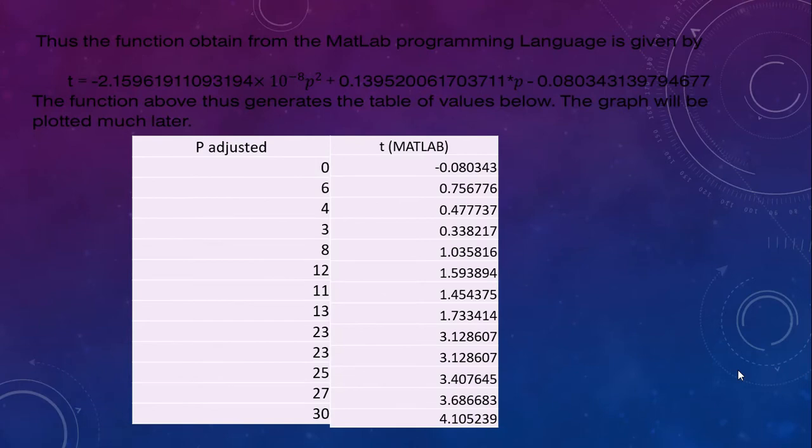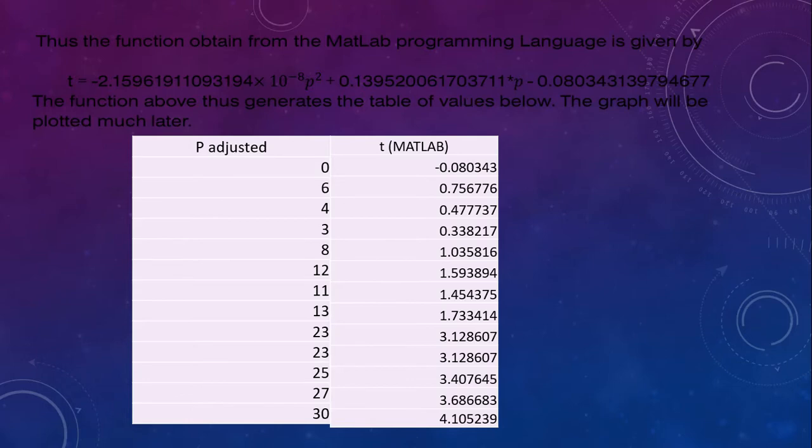At the end of the day, we got a function. Thus, the function obtained from the MATLAB programming language, as you can see on the screen, is t equals minus 2.159 and so on, times 10 raised to the power minus 8 p squared, plus 0.1395 and so on, multiplied by p, minus 0.08034 and so on. So that is the function we generated from the MATLAB programming language.